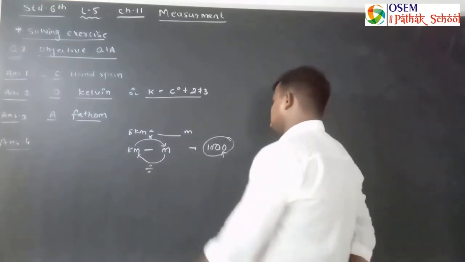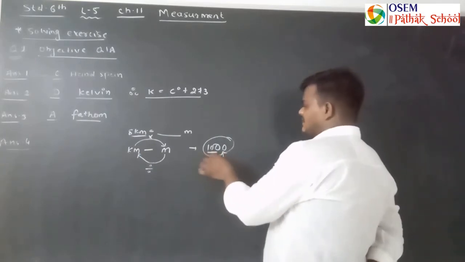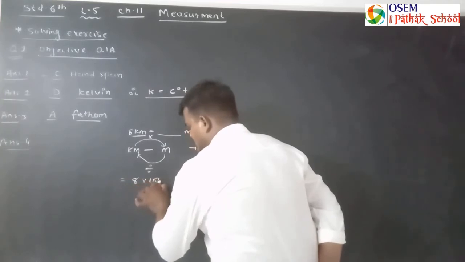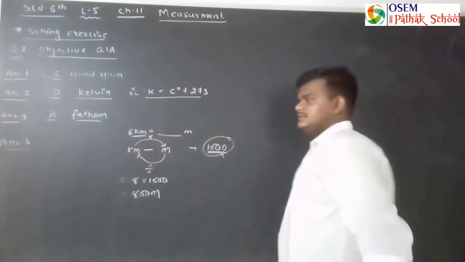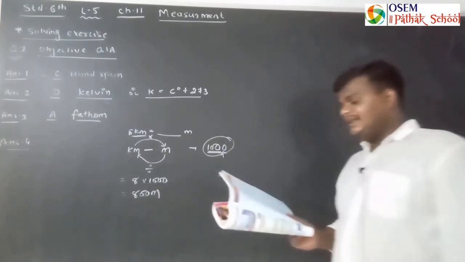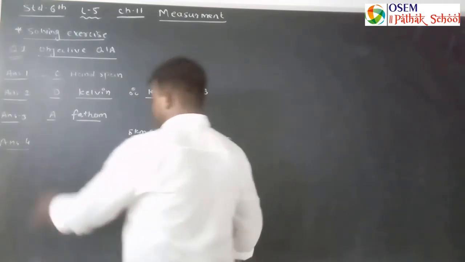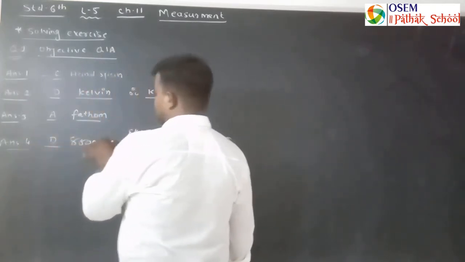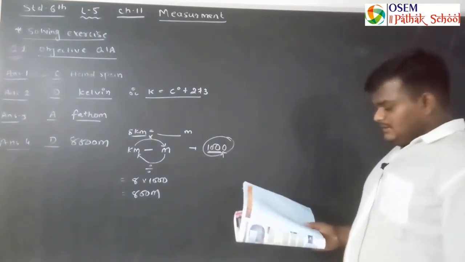So here we have to convert kilometer into meter, so we multiply by 1000. Here 8 into 1000, so I obtain 8000 meter. The options are 8 meter, option B 80 meter, option C 800 meter, and option D 8000 meter. So option D is right. It is 8000 meter. So this was your fourth question.